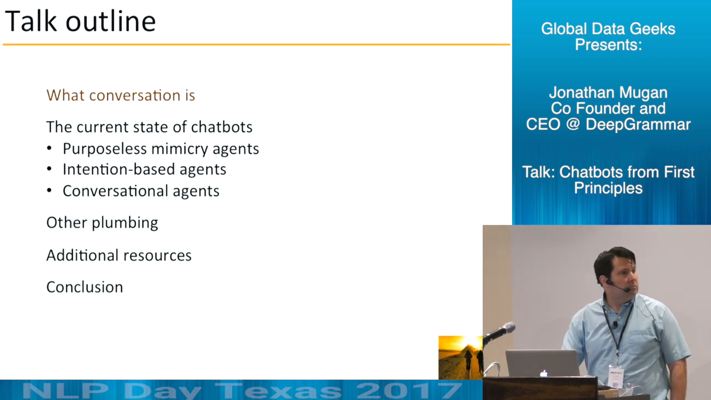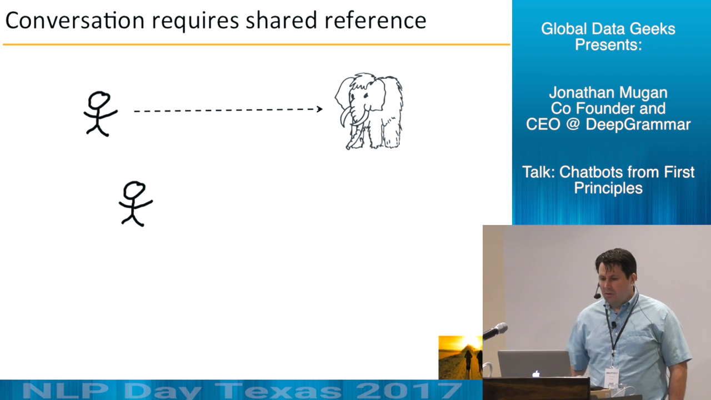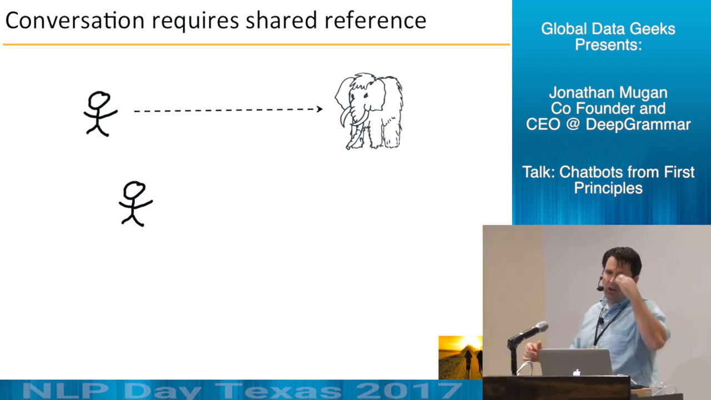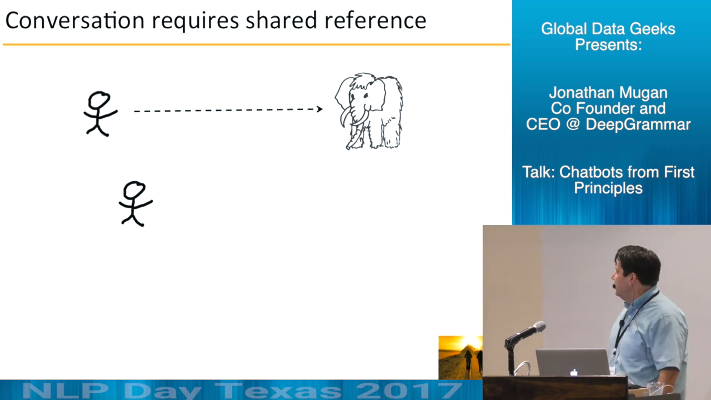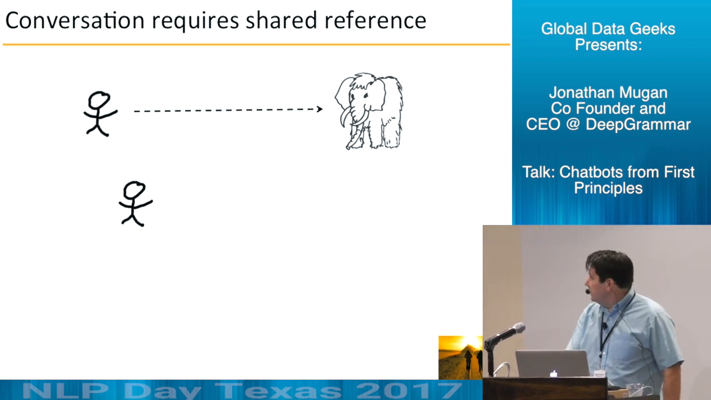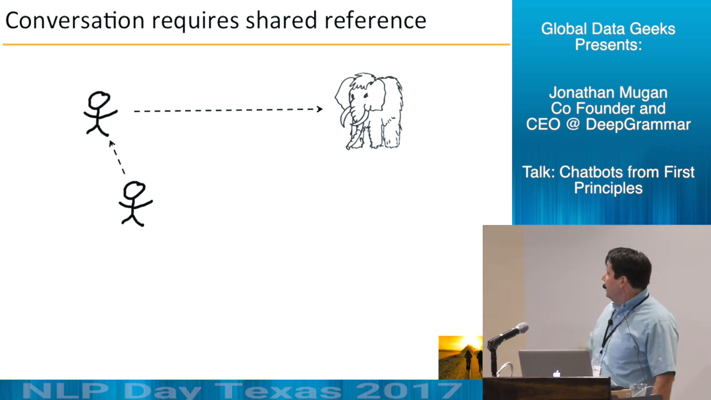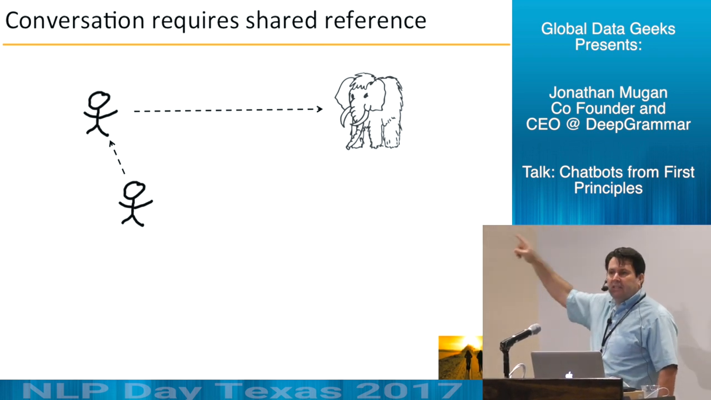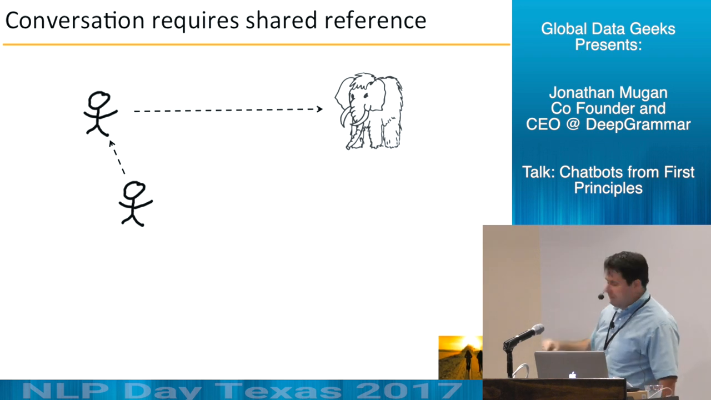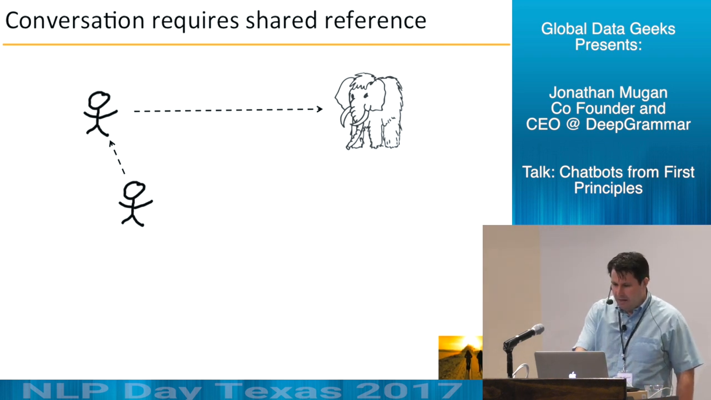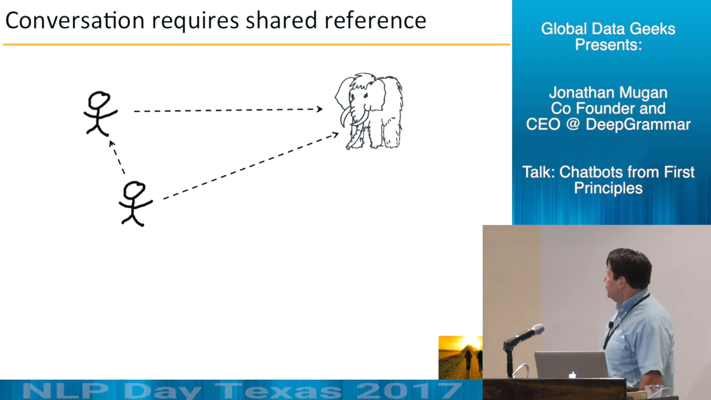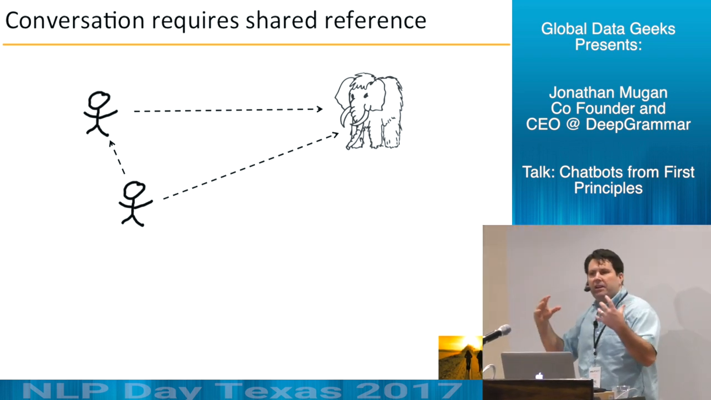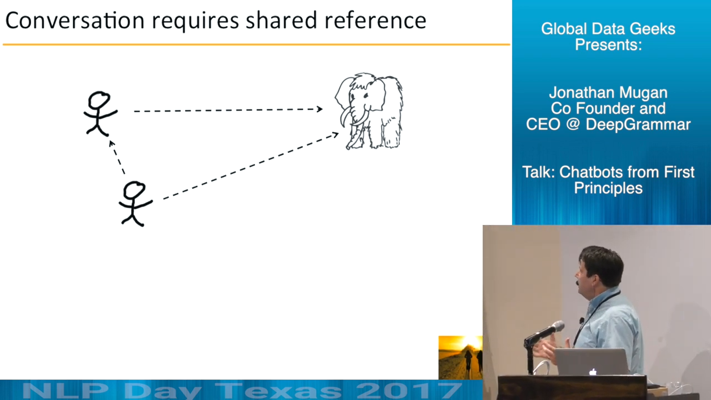Okay. So, conversation. Conversation requires shared reference, so you'd have to know that you're talking about the same thing. So one guy sees an elephant, someone else looks at the person looking at the elephant and notices that the person is pointing at the elephant, or the mastodon or whatever this may be. And then that person is able to see the same thing out of all of the clutter in the environment, and now they know in their heads they have this shared idea.